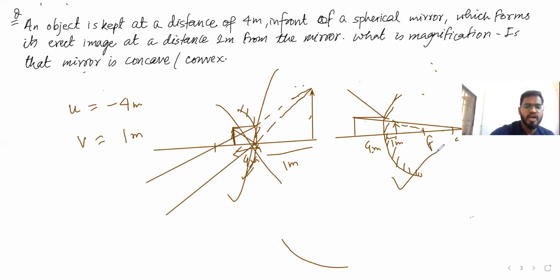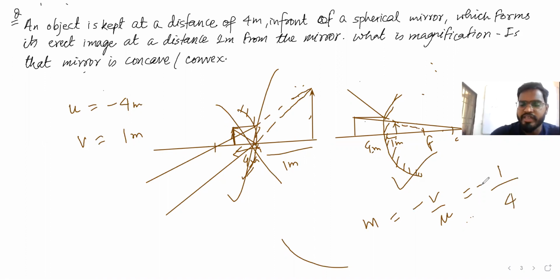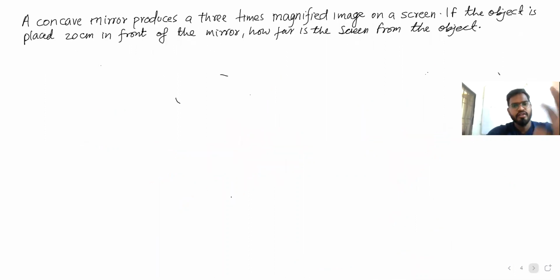So let's see now, we'll have to find magnification. So guys, magnification is minus v by u, right? So magnification is minus v by u. V is positive only, so 1 meter. U is negative, so minus 1 by 4. Magnification is how much? Minus v by u. V is positive, u is negative. Yes, correct one. Let's see now.